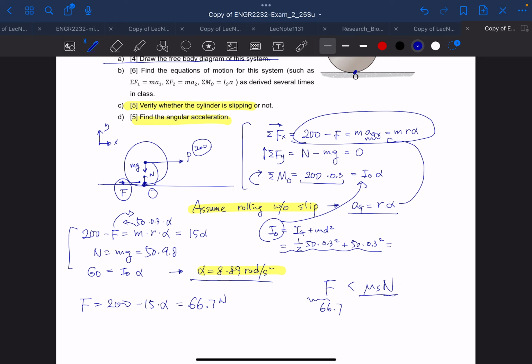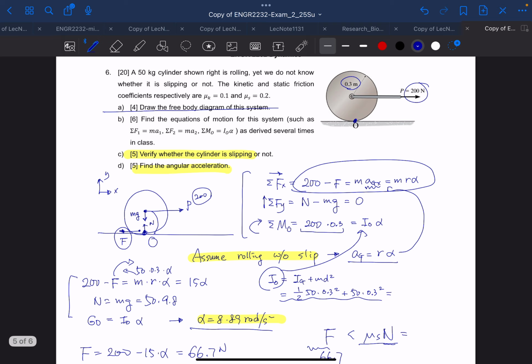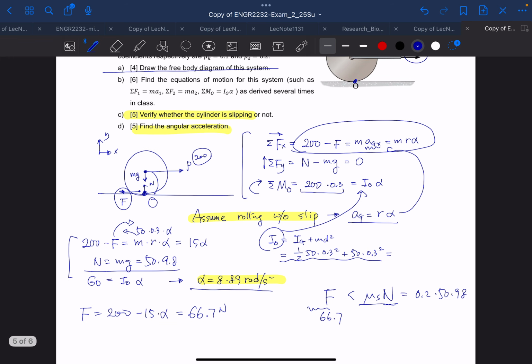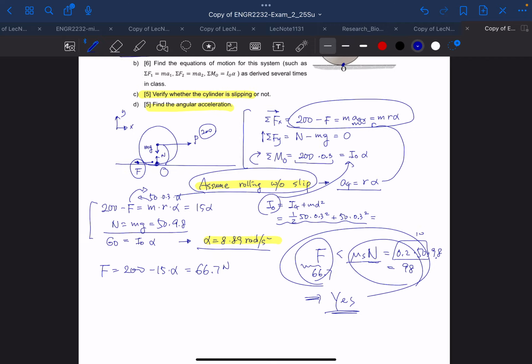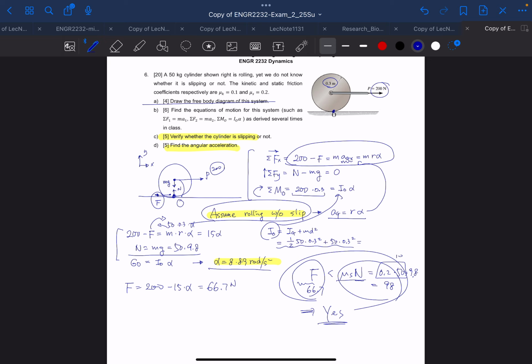And this whole term is mu s, which is 0.2, and the normal force is 50 times 9.8. So this is like, what? This is 10, right? 10 times 9.8, so it's 98. And from here we see 66.7 is smaller than 98. Therefore, yes, it meets our condition. So it's verified that our assumption was correct. Okay? All right. Any questions up to here?